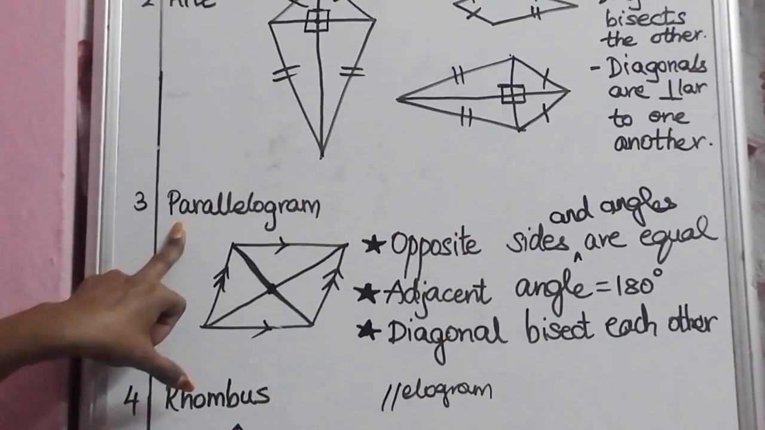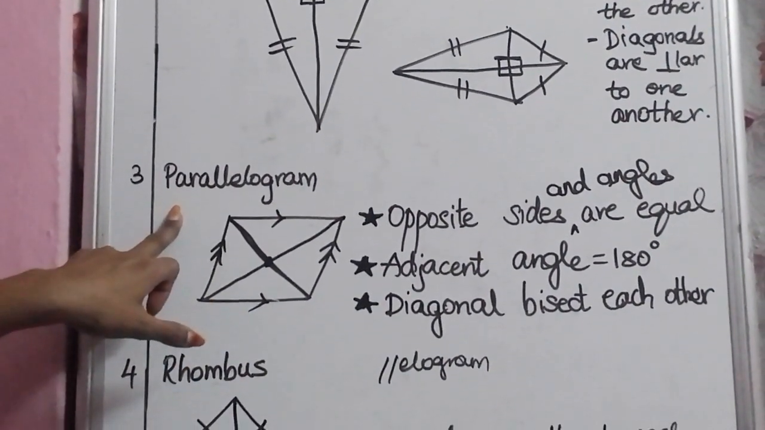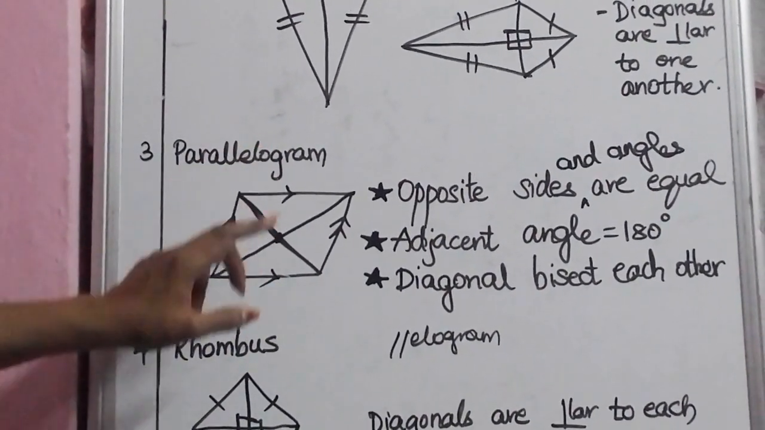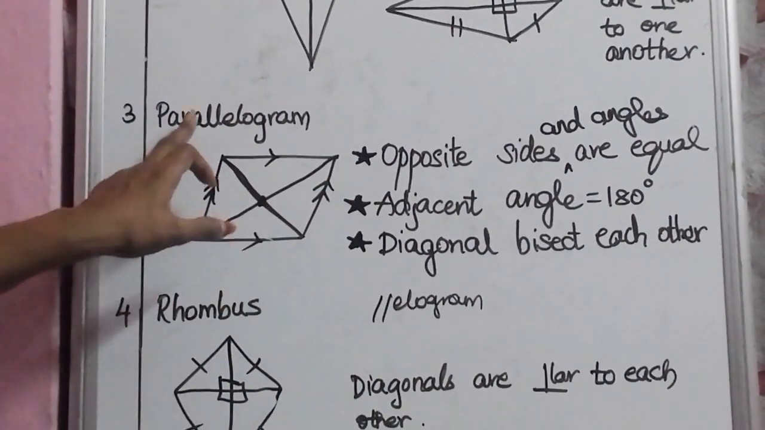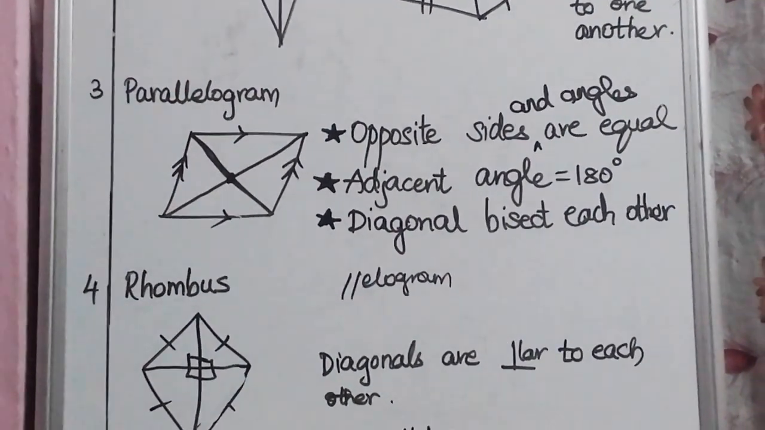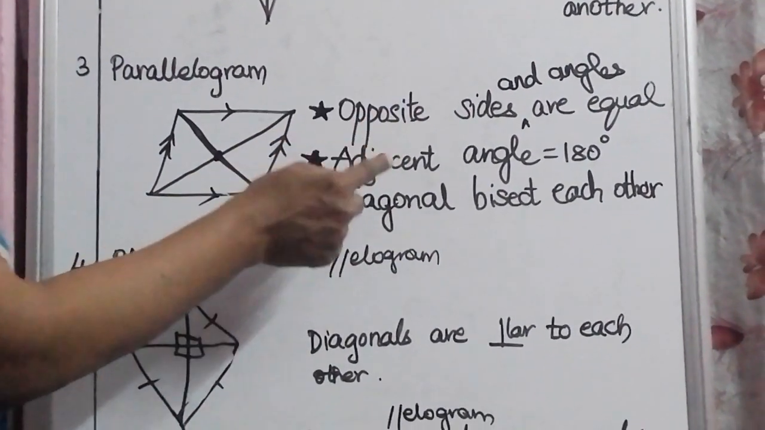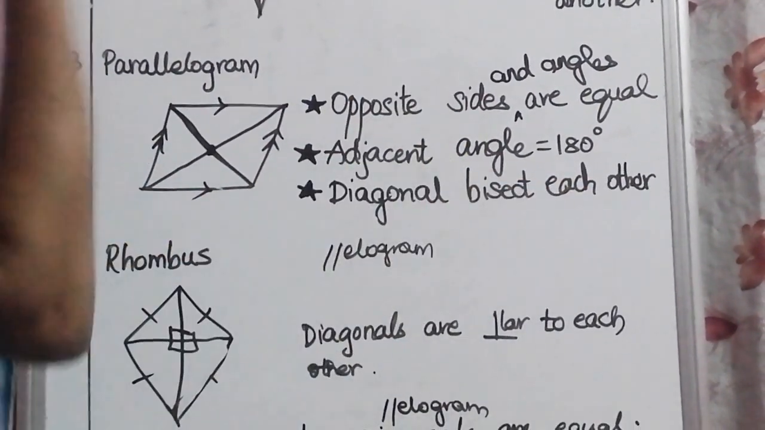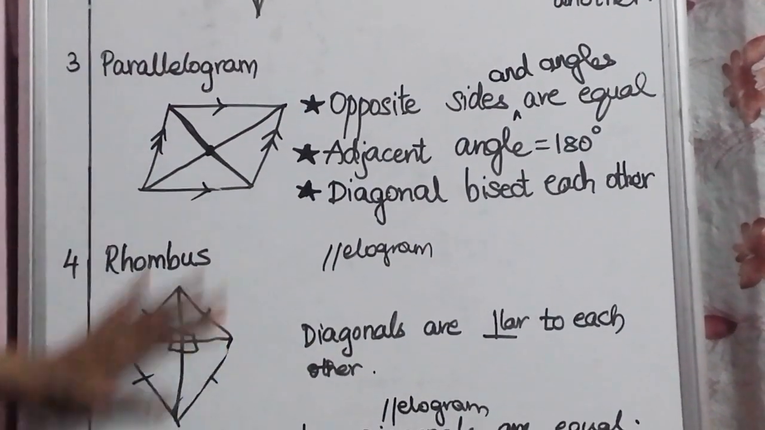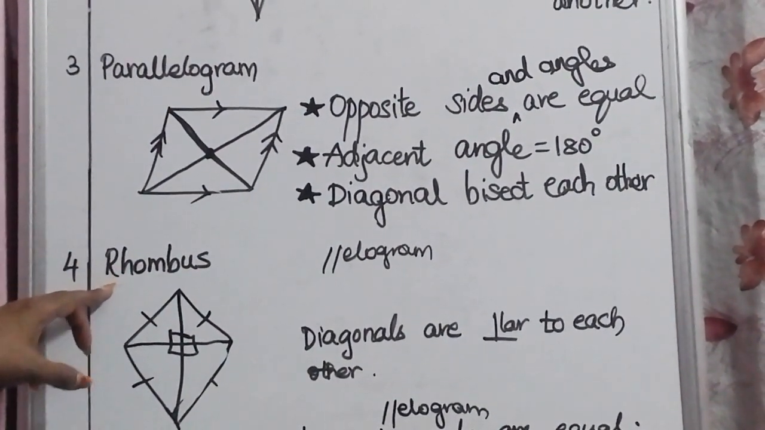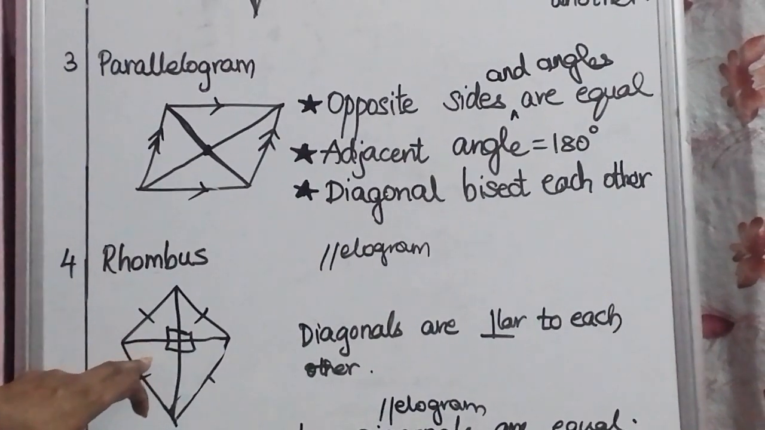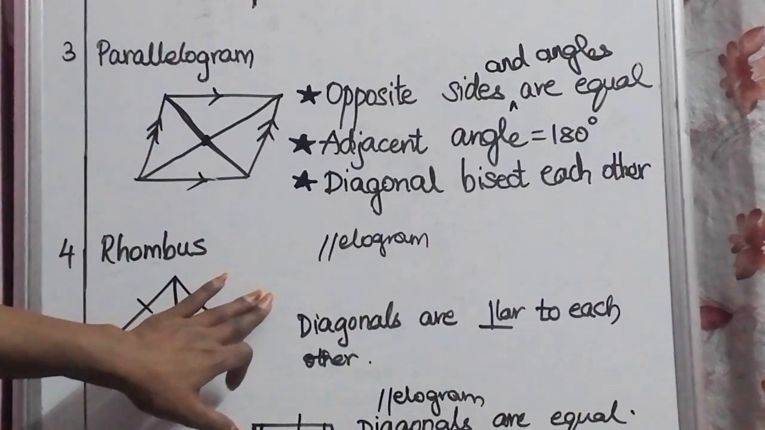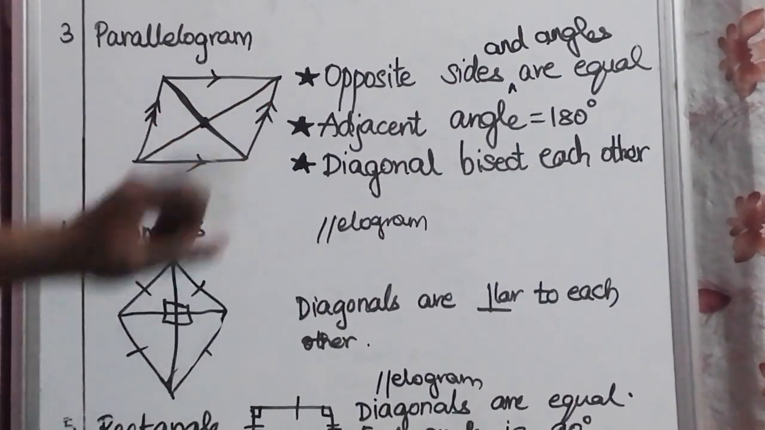Now coming to a parallelogram, you know that a quadrilateral with both pair of opposite sides parallel is called a parallelogram. The properties are opposite sides and angles are equal, adjacent angles sum is equal to 180 degrees, diagonals bisect each other. These are the properties which are common for the remaining shapes. The next one is rhombus, where all the sides are equal and the diagonals are perpendicular to each other, and it is going to satisfy all the properties of the parallelogram.